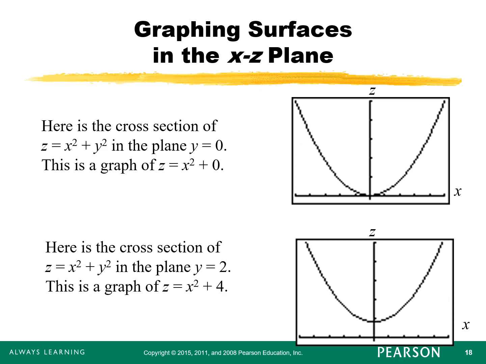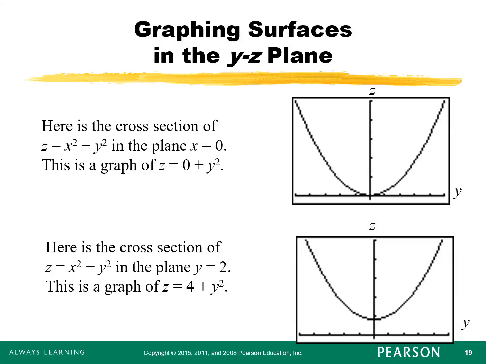Here is the cross section of z = x^2 + y^2 as the graph of z = x^2 + 0. And here is the same if you take y equals 2, so the graph is z = x^2 + 4, as you can see here. Graphing the surface, same thing as you can see here.